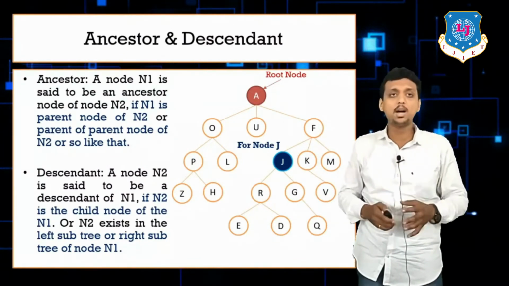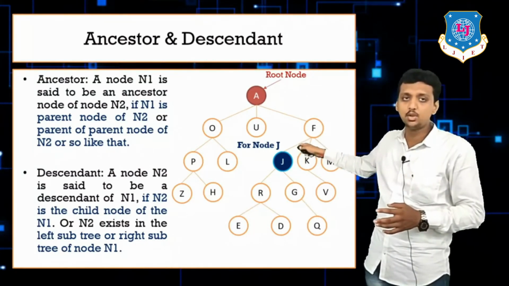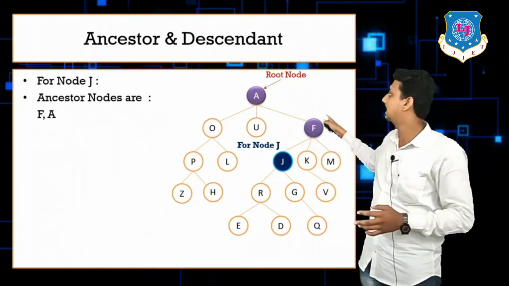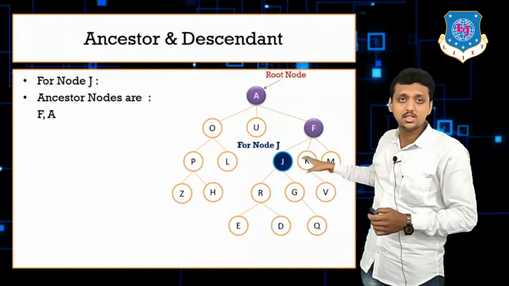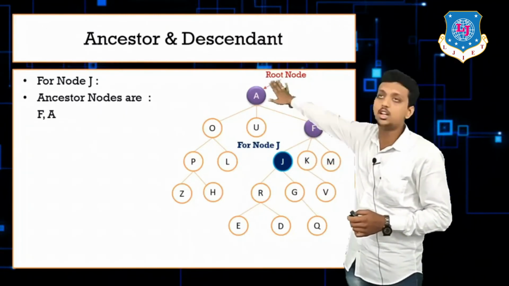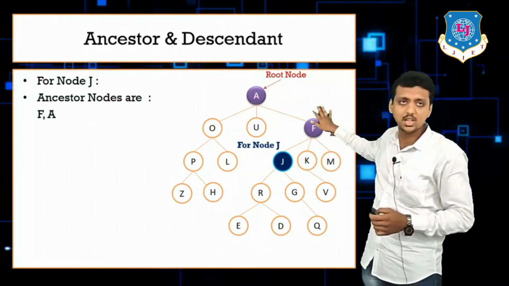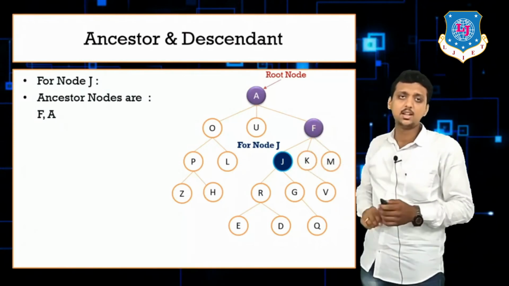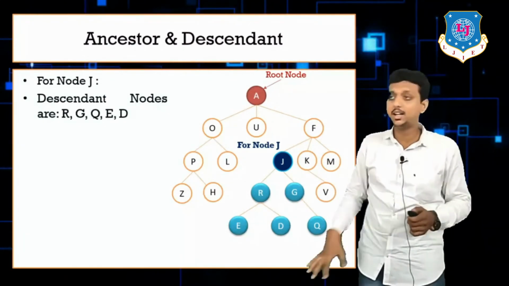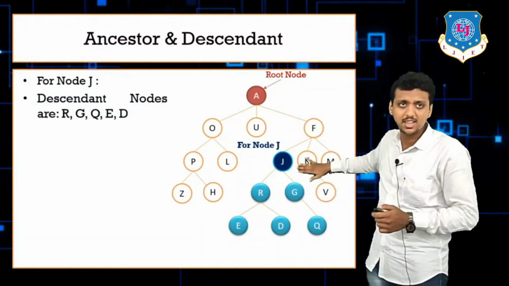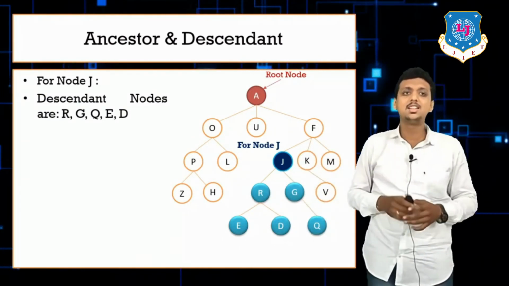Now let's see, if we talk about the node J, then for node J, the ancestor nodes are A and F, because J is a child of F and F is a child of A. So this is a hierarchy. This A and F are known as ancestor nodes for node J. Now if we move to the next definition, descendant, that means the child hierarchy. If we talk about the node J, then these highlighted nodes are known as descendants.